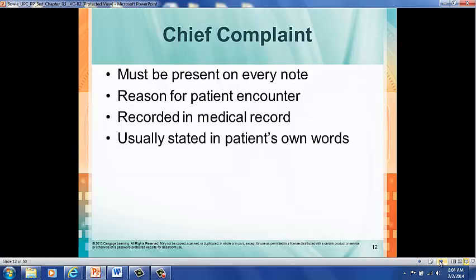We must first have an understanding of the elements that determine the various history types. Each type of history is based on the following elements: the chief complaint, history of present illness, review of systems, and past, family, and social history. The chief complaint for each patient history is defined as the reason for the patient encounter. It should be recorded in the patient's record, in the words of the patient, and state why the patient is seeking care.